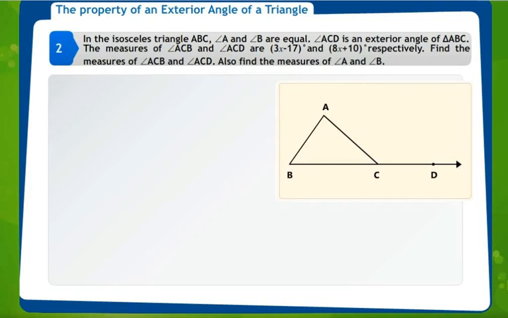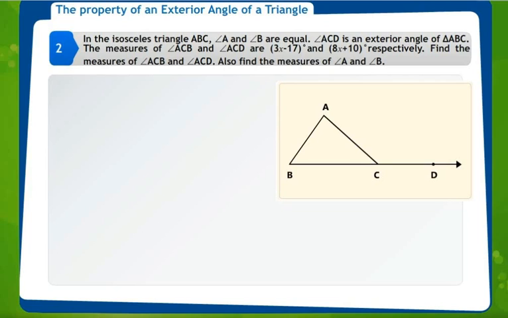In an isosceles triangle ABC, angle A and B are equal. ACD is the exterior angle of triangle ABC. The measures of angle ACB and angle ACD are 3x minus 17 and 8x plus 10 degrees respectively. Find the measures of angle ACB and ACD and find the measures of angle A and B. An isosceles triangle is a triangle where two sides are equal.